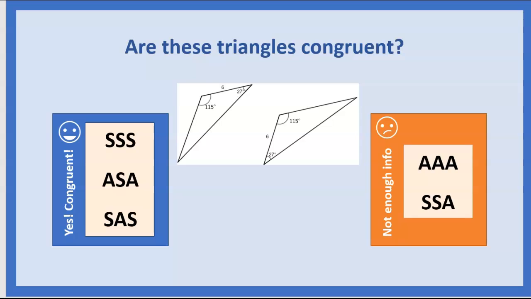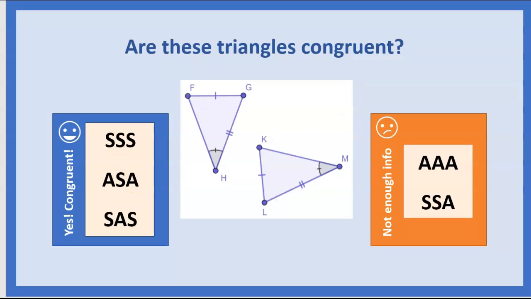Here's another one where we have numbers instead of congruence marks. This one is angle, side, angle. You see we have 2 angles marked, those match. And then we have a side in between them, angle, side, angle. Are these triangles congruent?